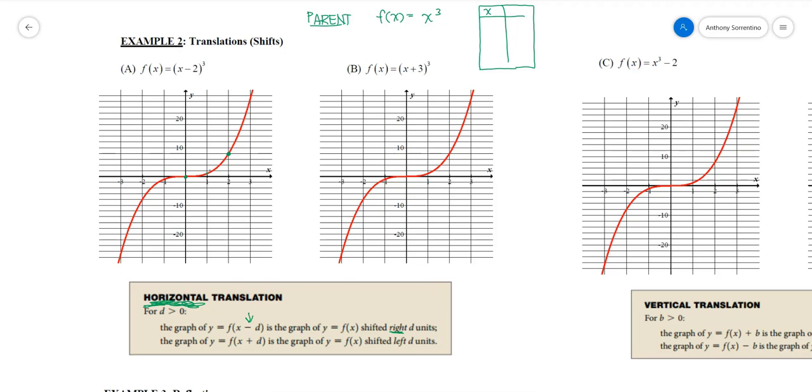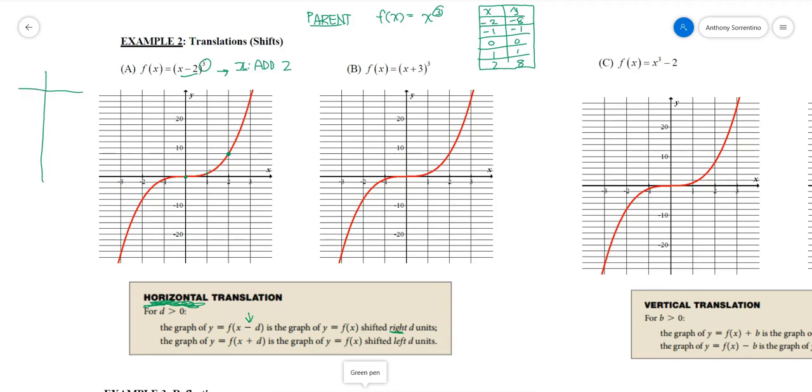And the parent functions, you're going to be expected to know how to produce a table with enough values for it to be somewhat reasonable really quick. So -1, -1, -2, -8, 1, 1, and 2, 8. That's the parent function. For each one of these, I'm going to alter the parent function. So when I see x minus 2 cubed, I know it's related to a cubic function. And this is telling me for the x's, I'm going to add 2 to the x coordinates.